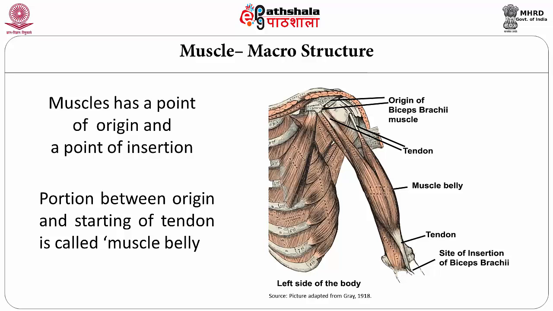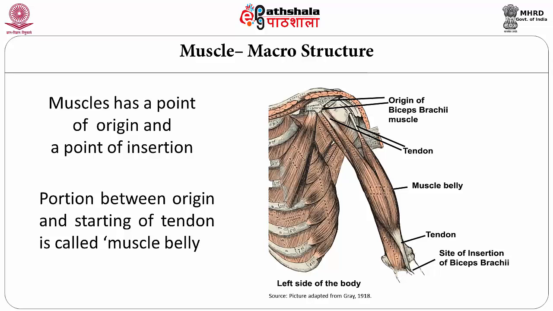In this picture you can see the origin and insertion of two sections of the muscle belly of the biceps muscle. In the origin part there are two sections independently, and during insertion they combine together and insert in a common tendon in the radius. The portion between origin and starting of tendon is called muscle belly.